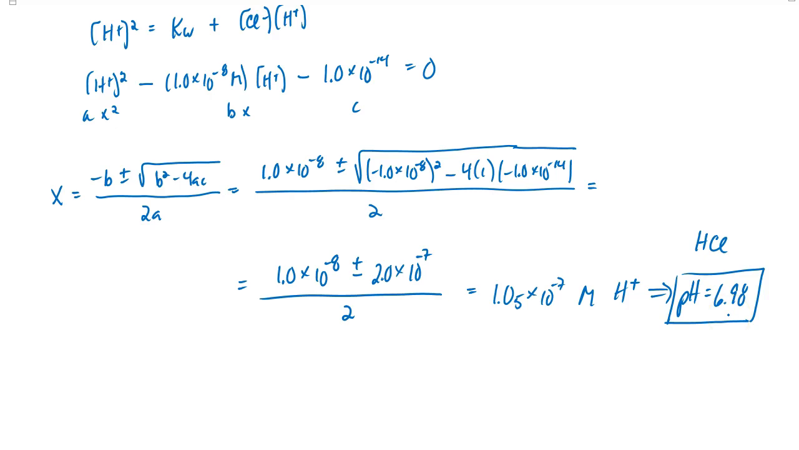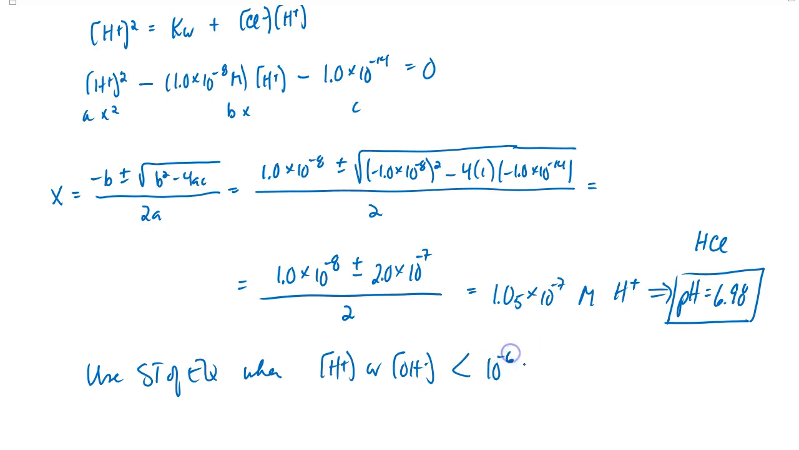So Harris recommends using the systematic treatment of equilibrium when the H+ or even the OH concentration for a dilute strong base is less than 10 to the negative 6 molar.